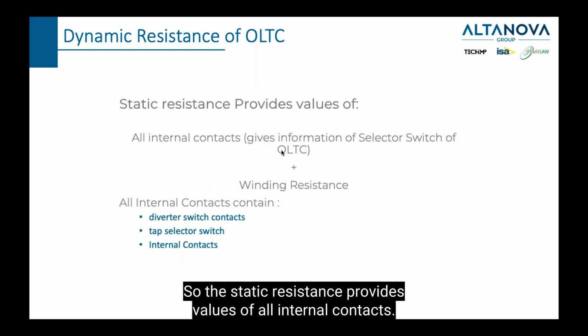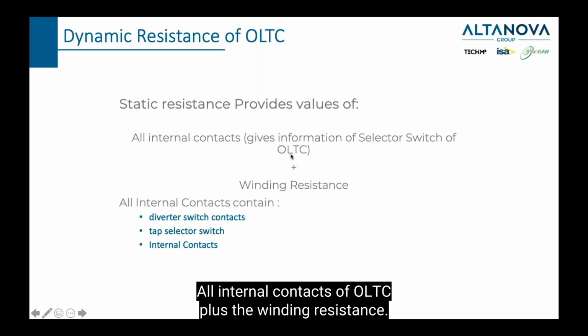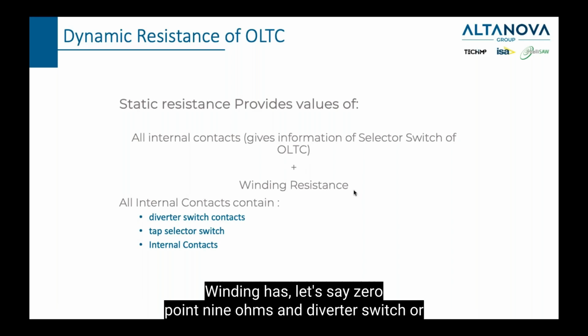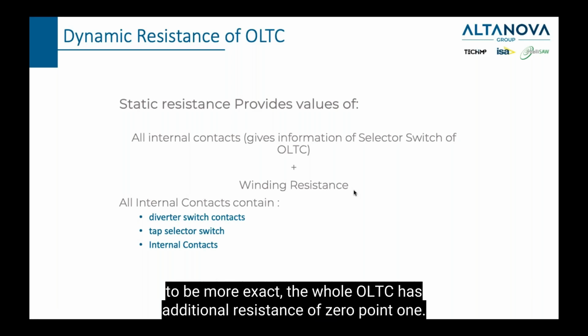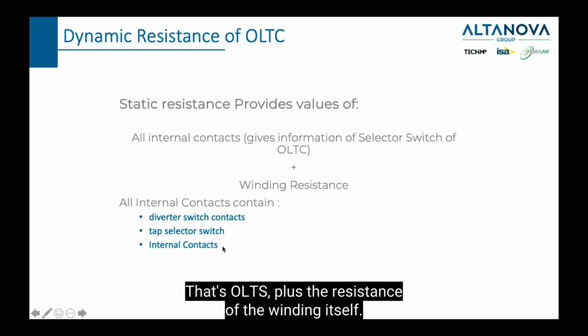So the static resistance provides values of all internal contacts. So all internal contacts of OLTC plus the winding resistance. If you see 1 ohm resistance, it doesn't mean that the winding has 1 ohm. Winding has, let's say, 0.9 ohms, and the diverter switch, or to be more exact, the whole OLTC has additional resistance of 0.1. So that's diverter switch, tap selector switch, and internal contacts. That's OLTC plus the resistance of the winding itself.